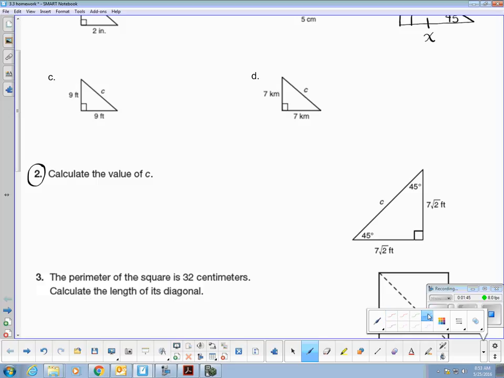In number 2, I noticed that both the legs are 7 radical 2. And to find the hypotenuse, we just discussed that the hypotenuse is what the leg is, 7 radical 2 times radical 2. The hypotenuse is always radical 2 times the leg. So when I multiply radical 2 times radical 2, radical 4, and the square root of 4 is 2. So 7 times 2 is equal to 14. So C, in this problem, is equal to 14.